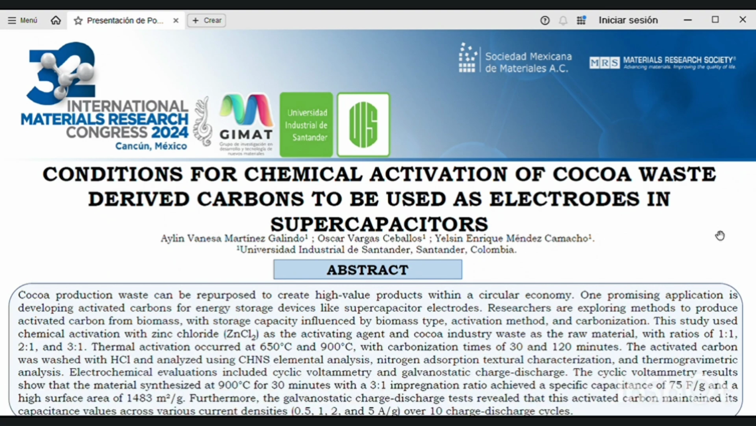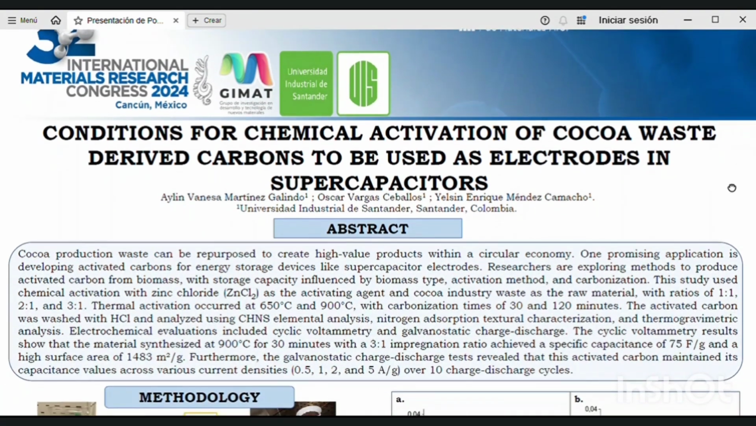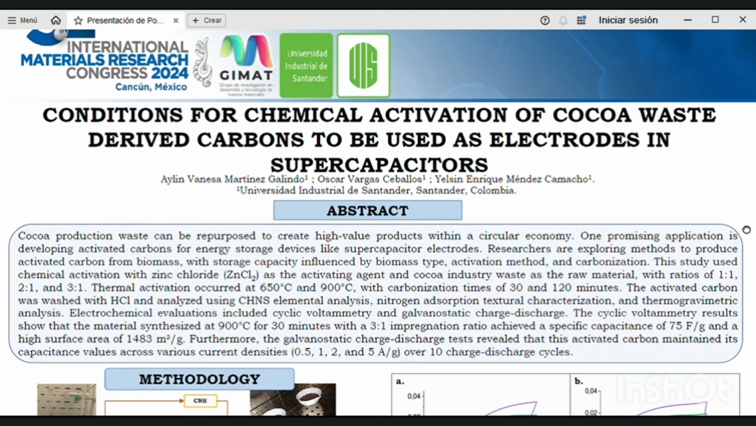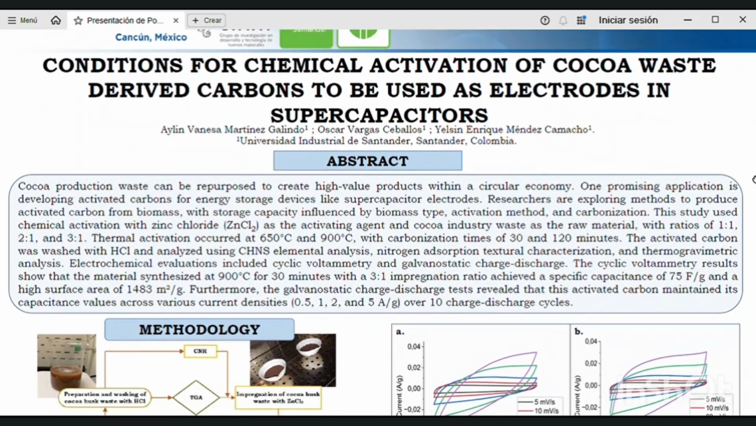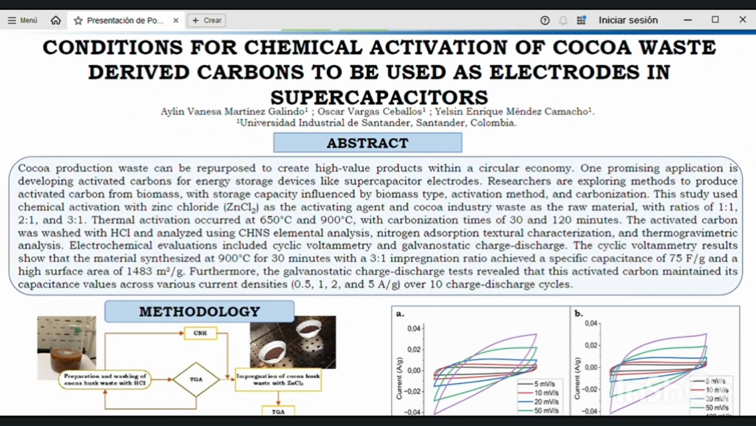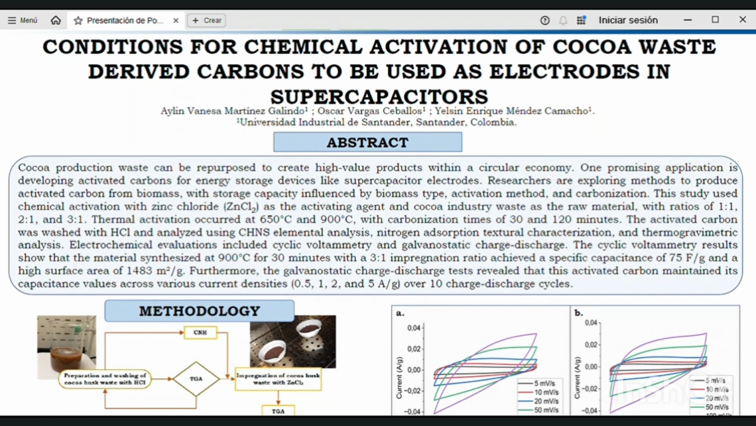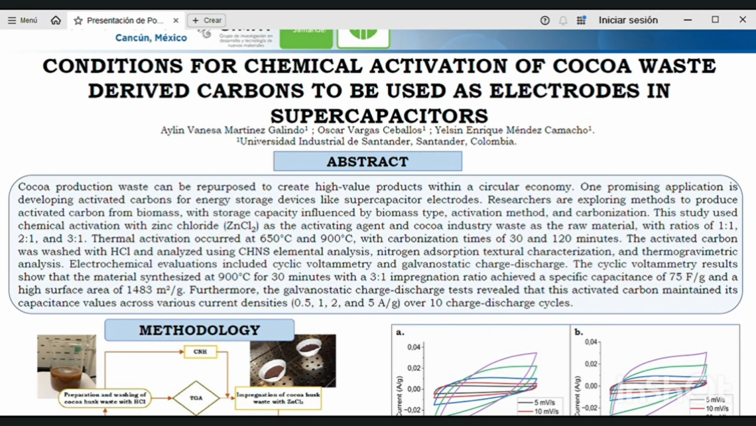I'm from Colombia. Actually, I'm studying a master's degree in materials engineering. My research project is about conditions for chemical activation of cocoa waste derived carbons to be used as electrodes in supercapacitors. Cocoa production waste can be repurposed to create high-value products within a circular economy. One promising application is developing activated carbon for energy storage devices like supercapacitor electrodes.